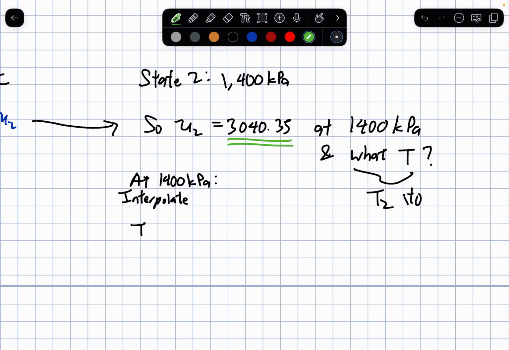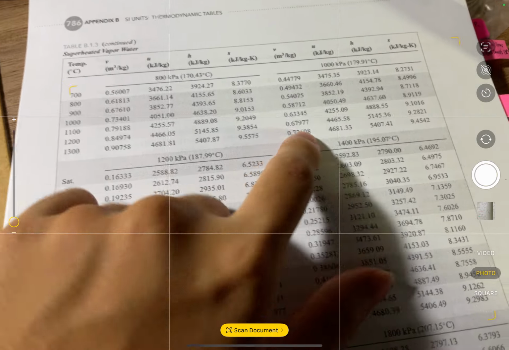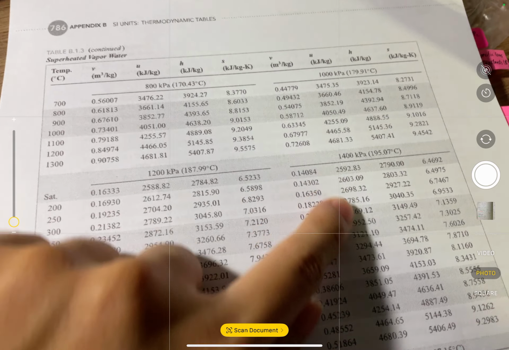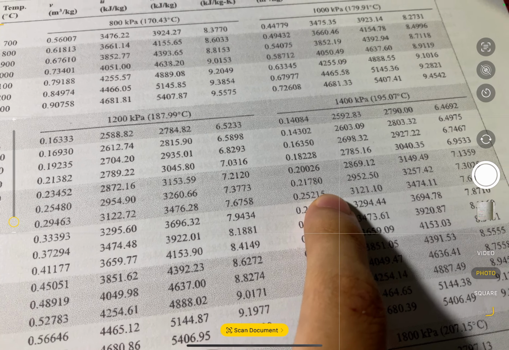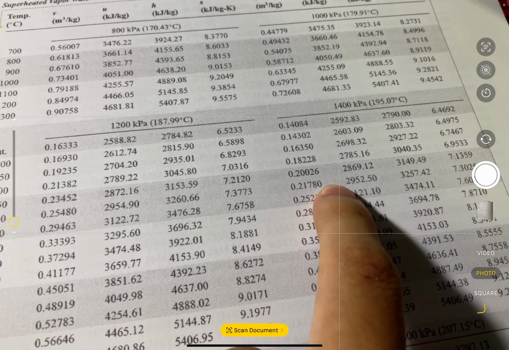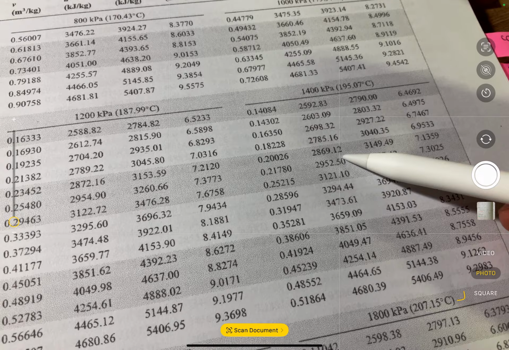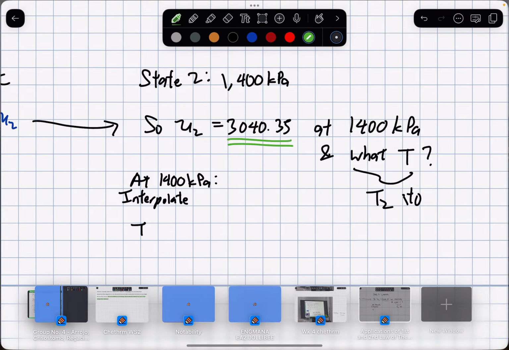So where is this one in between? Let me go to the steam table. This is superheated water vapor, 1400 kilopascal. We are looking at the internal energy. So somewhere here. Where is 3000 something, 3040 something? It's in between these two values, this and this. That's between 400 and 500 degrees Celsius. Let's write that down.